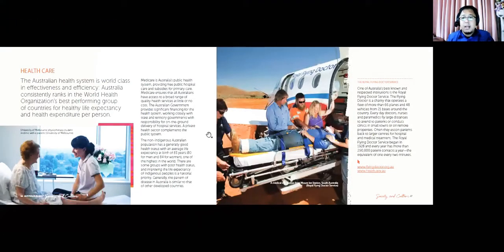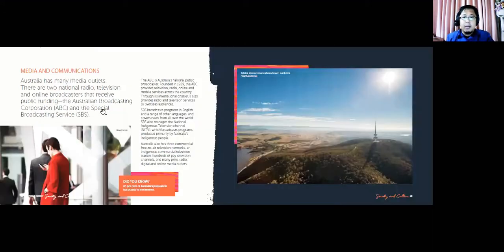Healthcare. Australia's system is world-class in effectiveness and efficacy. That's what this information says. You can see the picture and media and communication. Okay, this is the fun fact.